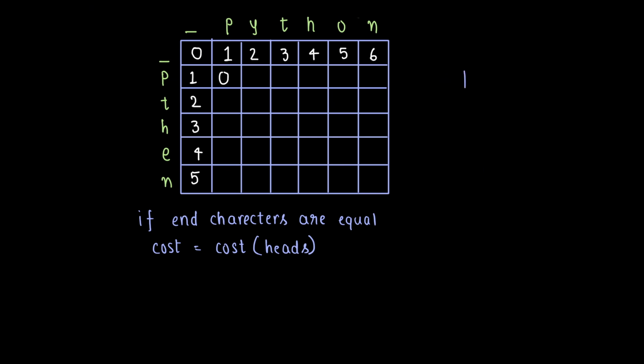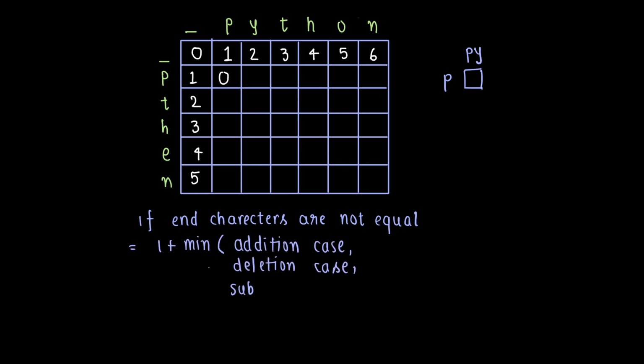Now let's consider the other box. In this case, the end characters do not match. The cumulative strings are p from the input string and, from the column above, py. If the end characters do not match, the cost becomes 1 plus the minimum of the addition case, deletion case, and the substitution case.